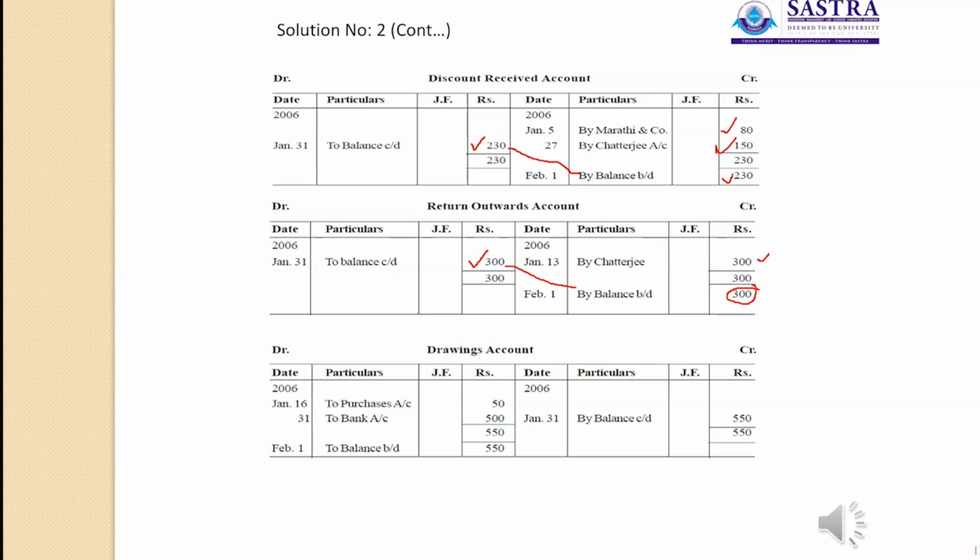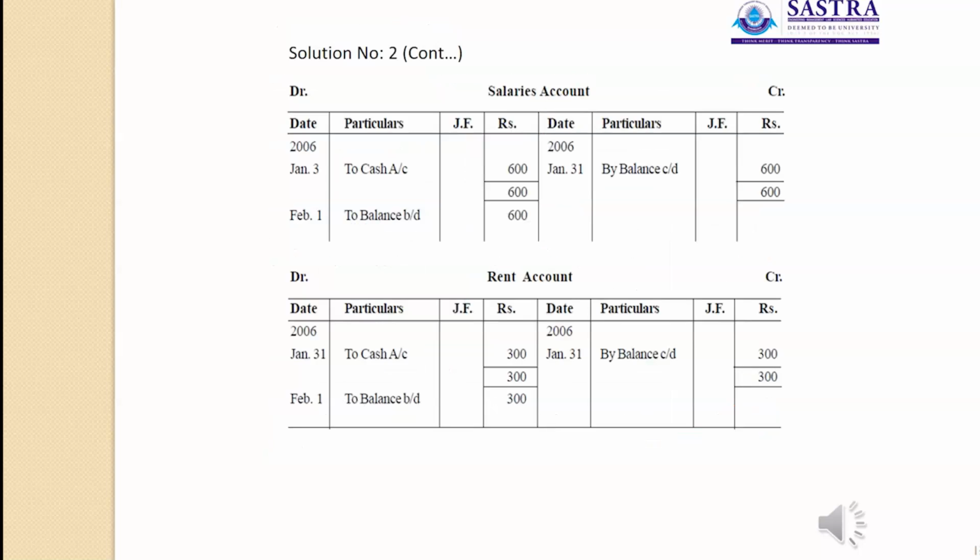Then drawings account. To purchase account, that is goods withdrawn for his personal use, 50. Cash withdrawn from the bank rupees 500 for his personal use. So the total amount utilized for personal use is 550. The balancing figure is 550. So the amount is transferred to the next month of February, rupees 550.